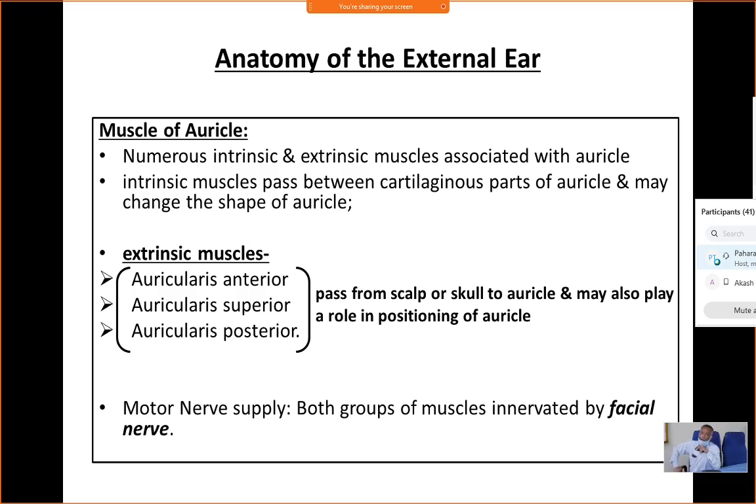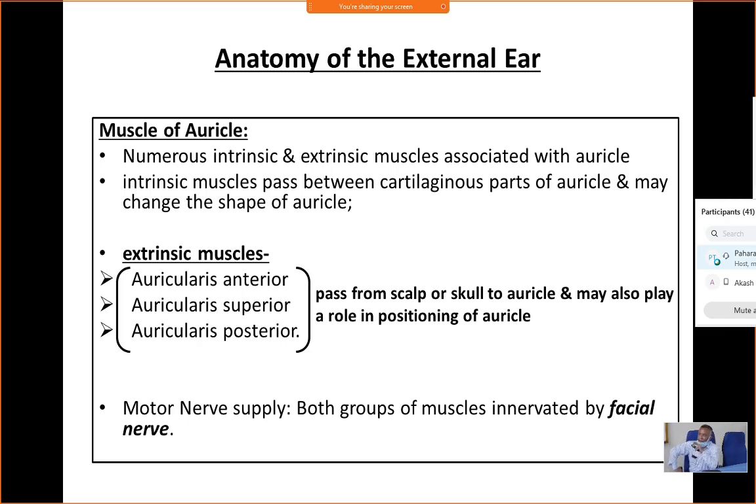Actually, this function is not so evident in human beings, and is more prominent in animals like cow and horse. You may have seen that a cow can move its ear, or an elephant can move its ear, but very few humans can move their pinna or auricle. So intrinsic muscles originate from some cartilage and insert into some cartilage of the pinna or auricle.